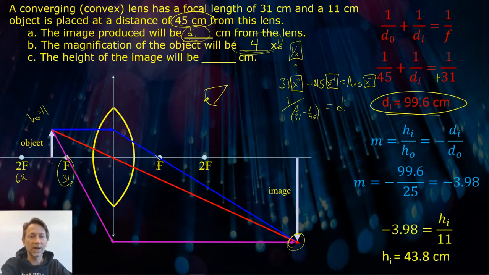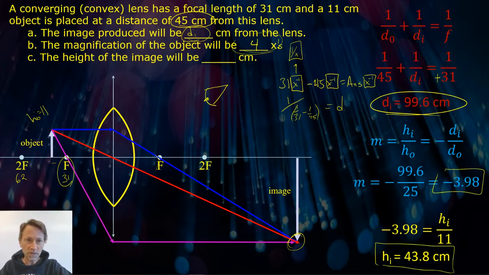Lastly, if I'm looking for the height of the image, I'm going to use the exact same equation, that m equals hi over ho. So I have the negative 3.98. I can plug in my hi and then plug in my ho, which is 11, and solve and get the actual height of it, which is 43.8 centimeters. So that is a converging lens problem.